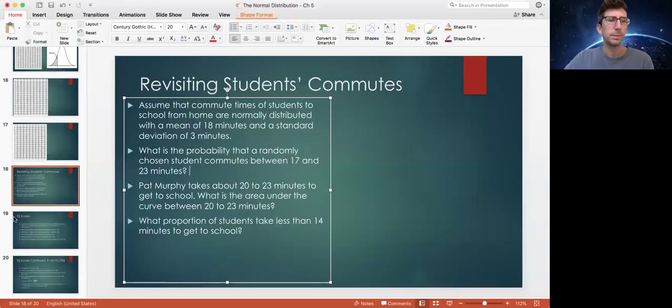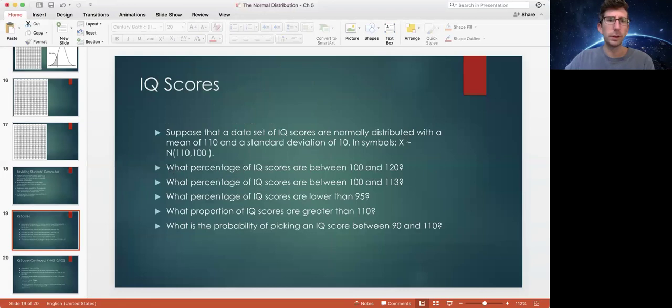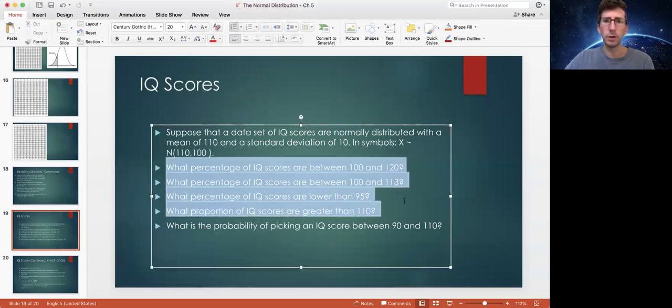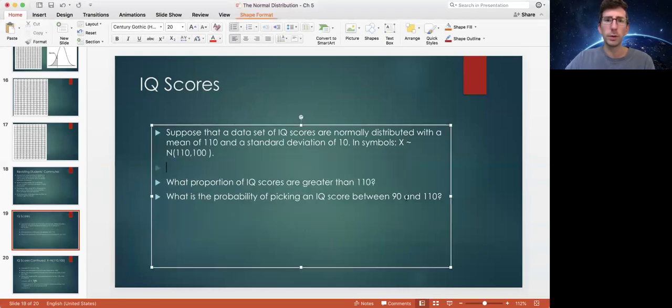Welcome back, everybody. We are going to look at another example of finding the area under the curve using our calculator.